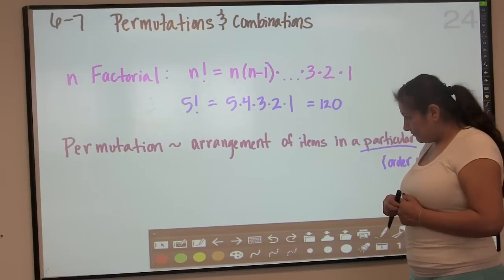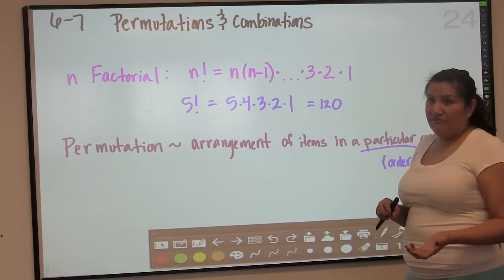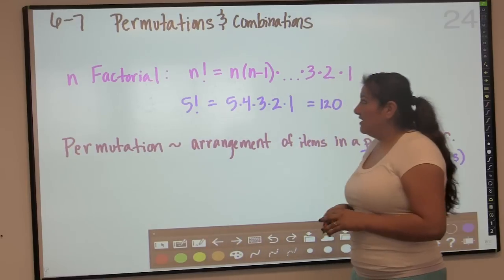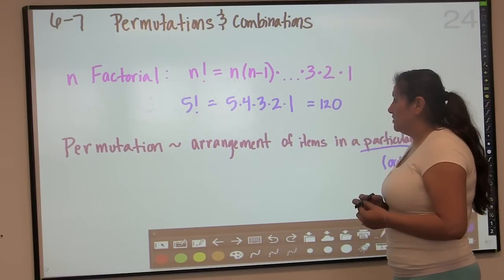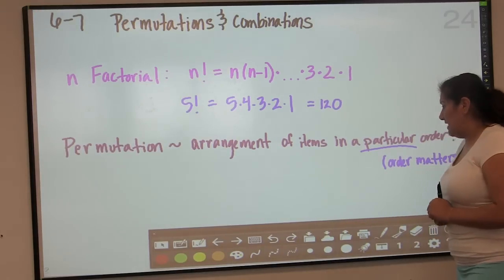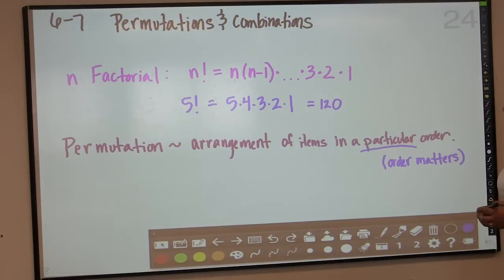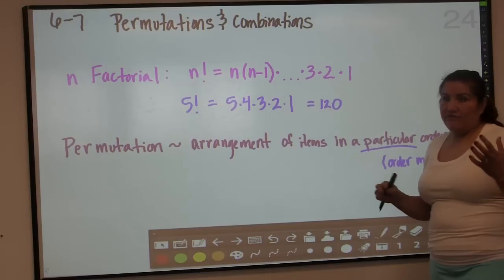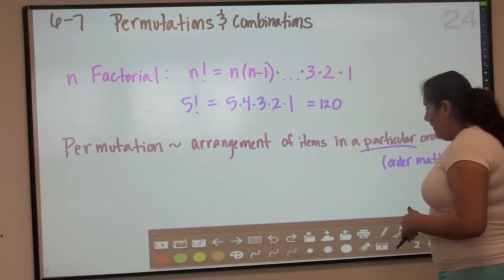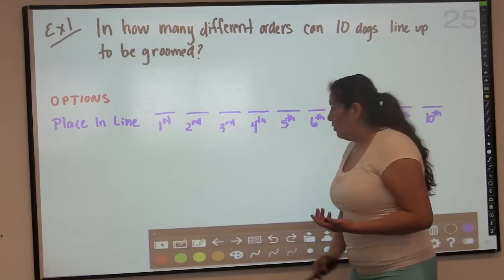After you understand factorials, we are going to talk about permutations. Obviously, this section is called permutations and combinations. So what is a permutation? A permutation is an arrangement of items in a particular order. You will notice that I underlined the words particular order. That means that the order of the items that you're arranging matters, which is different from combinations that we'll get to in a bit.